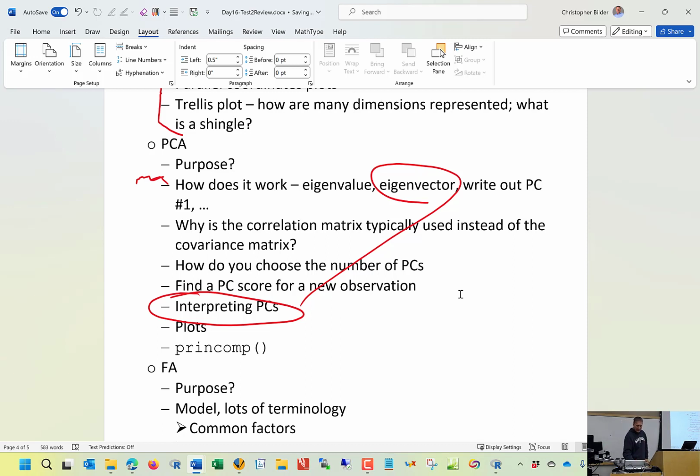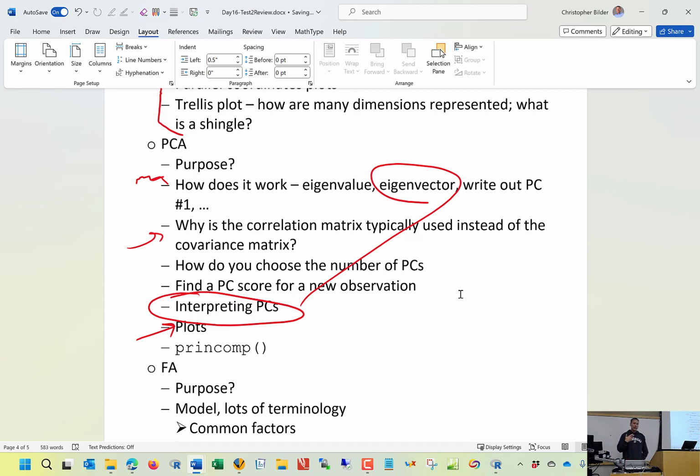With principal component analysis, we can use what's often referred to as either the covariance matrix or correlation matrix. Make sure you understand when one is preferred over the other. How do you choose the number of principal components? We talked about at least three different ways to choose principal components. There were lots of plots with these principal component scores that we would look at.